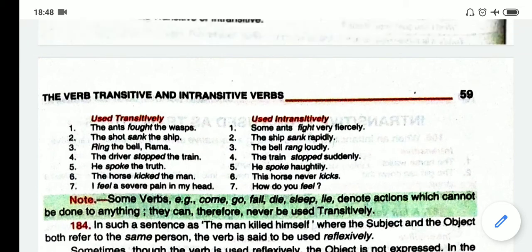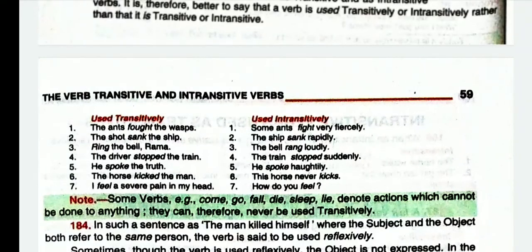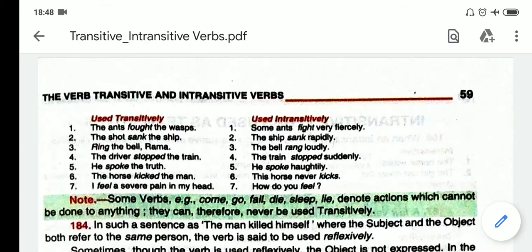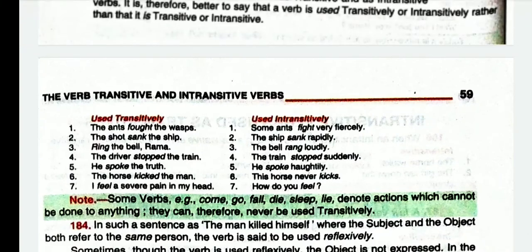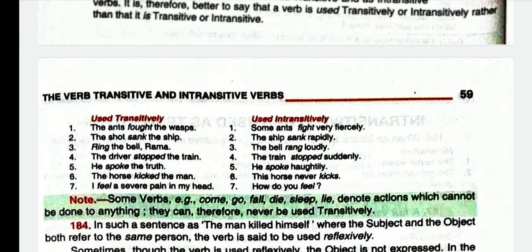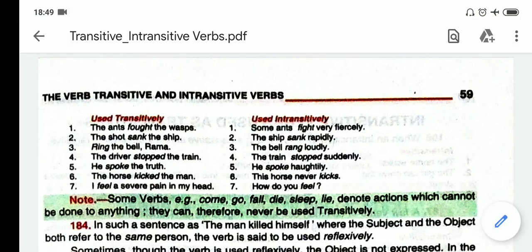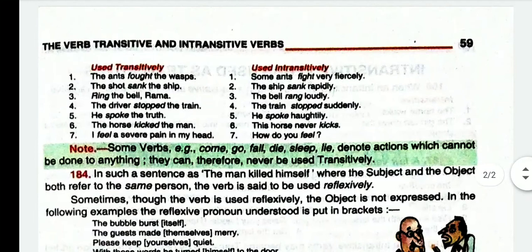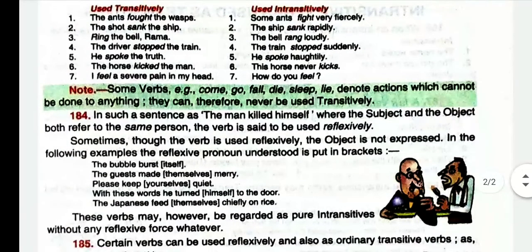Number 2, the shot sank the ship. There is a subject, shot, the verb sank, and the object, ship. So there is an object, the action is passing from subject to the object. So we can say that sank is used transitively. The ship sank rapidly. In this case there is no object. Rapidly is the adverb. So in this case we will say that sank is used intransitively, and similarly all these examples are given. You will go through all these examples.